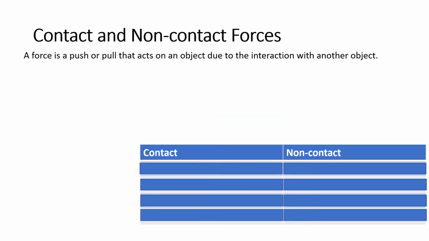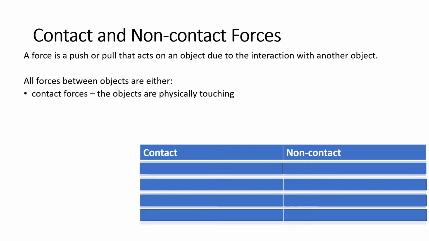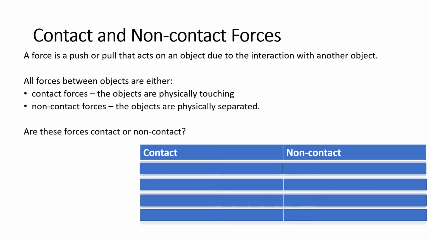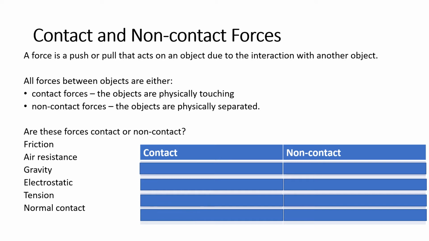A force is a push or a pull that acts on another object, and they can be contact or non-contact forces. A contact force is where the objects are physically touching. Non-contact forces are where they're physically separated, so not touching. So are these forces contact or non-contact? Friction, air resistance, gravity, electrostatic, tension, normal contact, and magnetic.